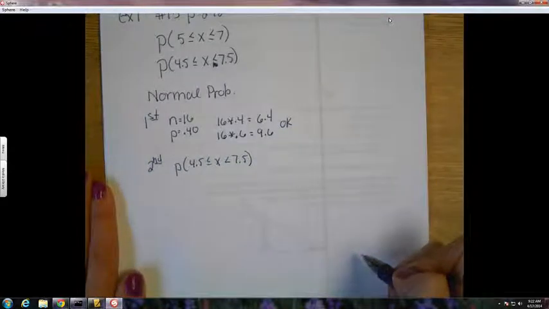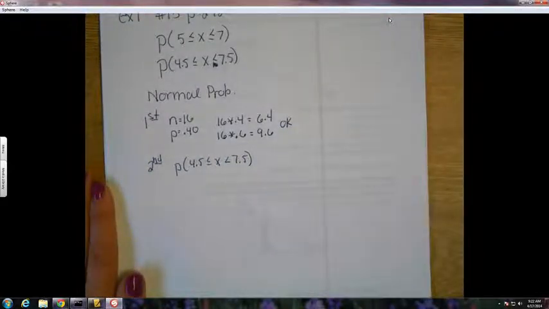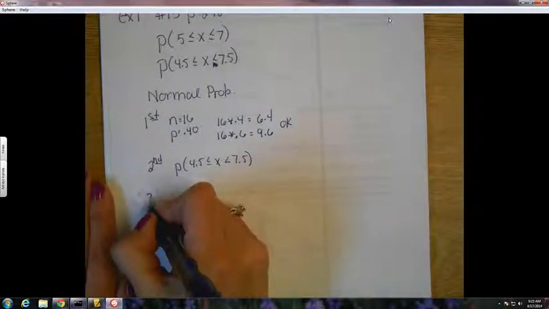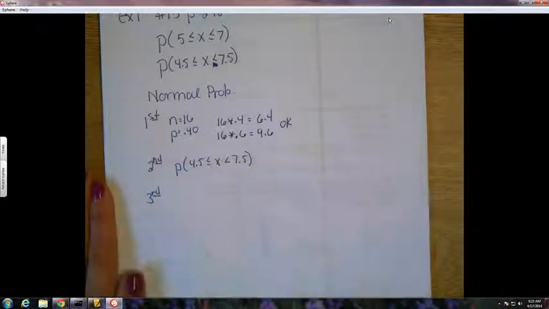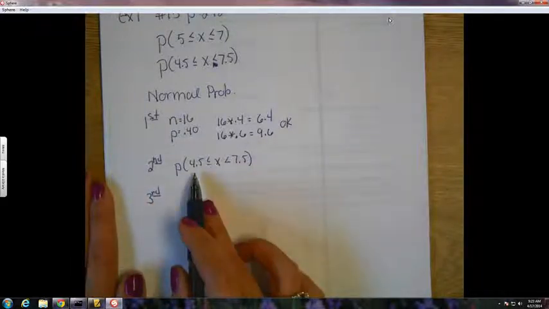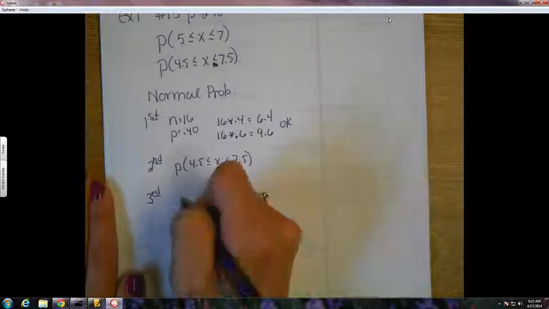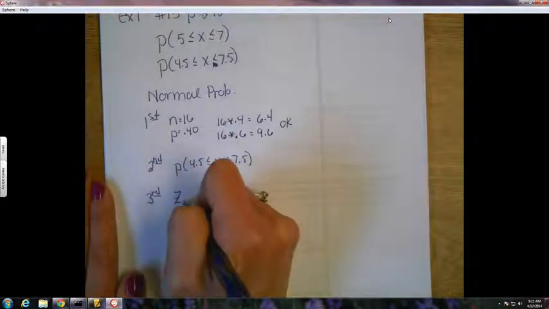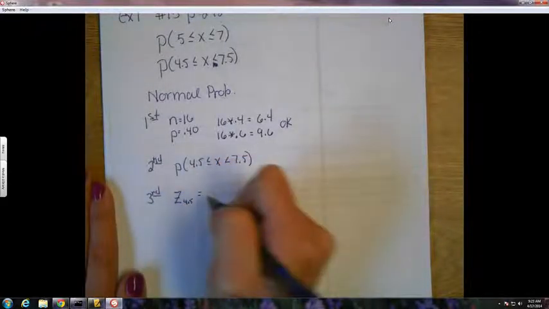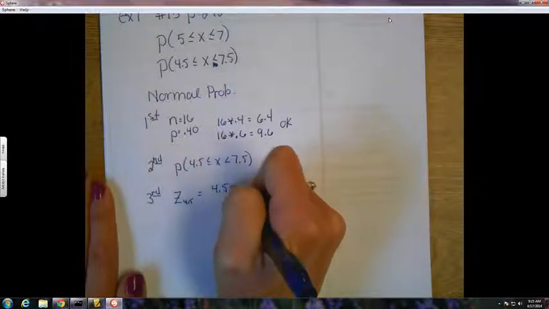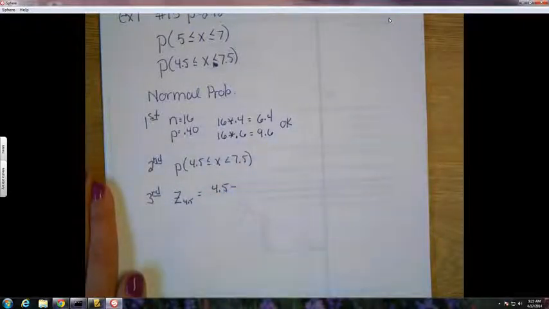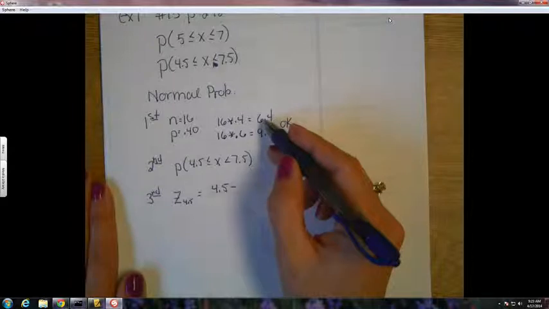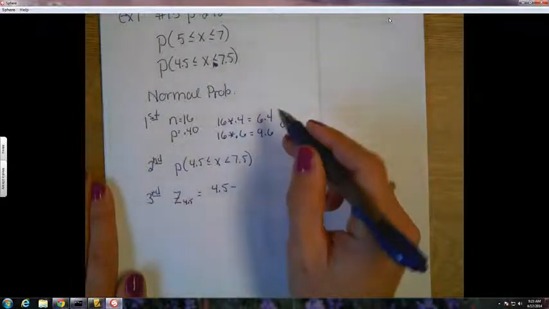And the third step is to actually find the probabilities using normalcdf. But what do I have to do before I can use normalcdf? Find the z-scores. What am I finding the z-scores of? The 4.5 and the 7.5. So the z-score for 4.5: 4.5 minus, where's the mean again? The 6.4. Remember, the n times p is the mean. So we already did that up here. This is the mean.